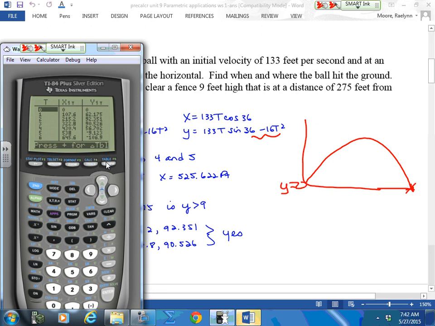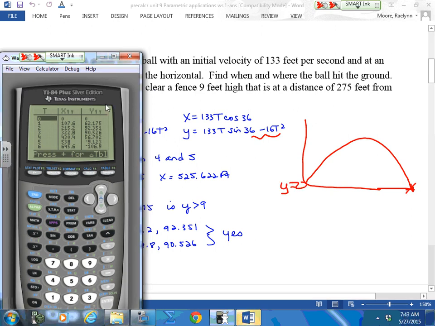Y is 0. So follow your Y. It started at 0. It's got to hit the ground. Right here. I hit the ground. So how many seconds did I take? 4 to 5 seconds. Here's your window right here. Your T, make it from 4 to 6. T, 4 to 6.